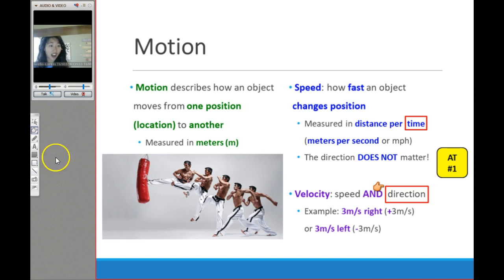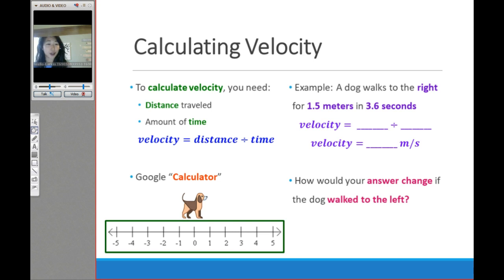Awesome, everyone. Looking good. All right, let's keep on moving here. So now in order to calculate velocity, again, we talked about the fact that it's distance per time. So you need to know both your distance and your time. So the equation for velocity is just distance divided by time. It's a super easy equation. We're going to go ahead and work with it a little bit just so that we become familiar with it.